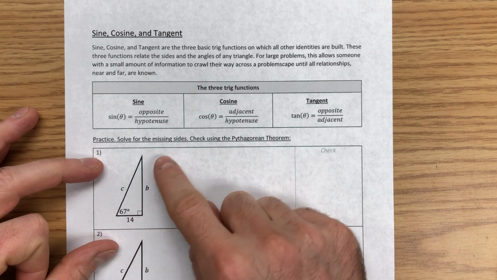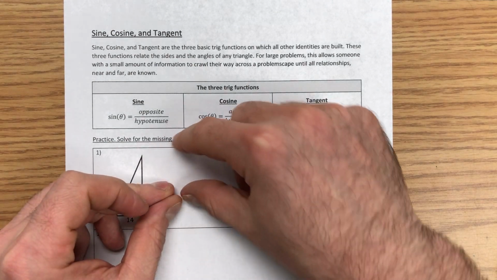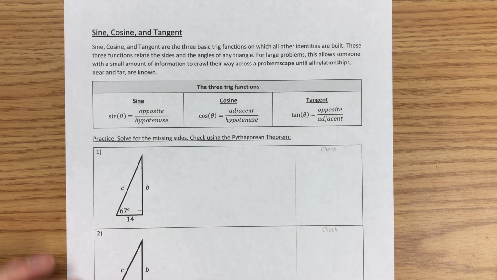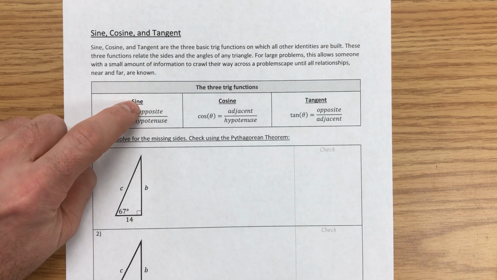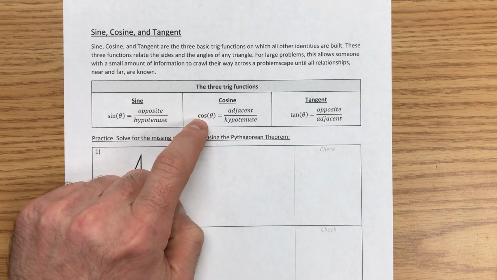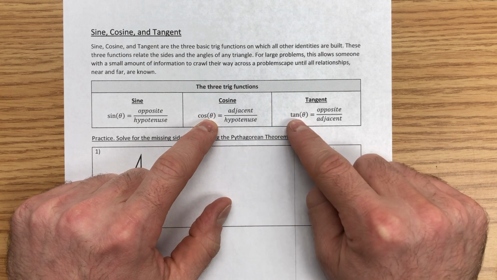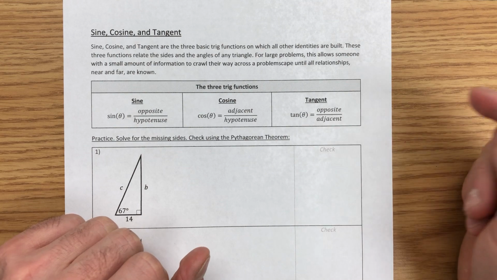Typically, these are set up in long chains where you're going to have to find one value which leads you to another triangle, which leads you to a third, fourth, fifth, sixth, and seventh. But the core value is going to be the same. The sine of any angle is going to be the opposite over the hypotenuse. The cosine of any angle is going to be the adjacent over the hypotenuse. And the tangent of any angle is going to be the opposite over the adjacent.